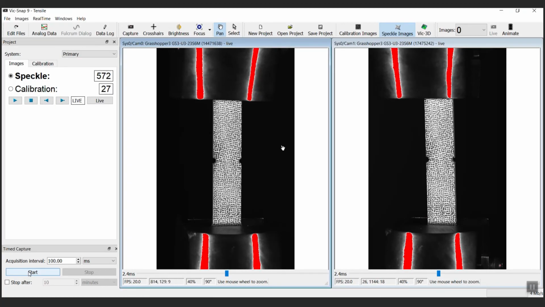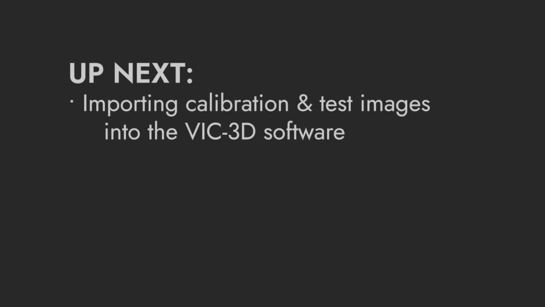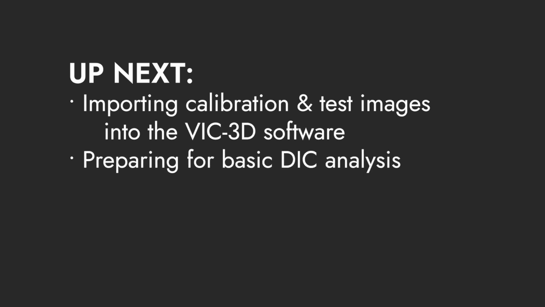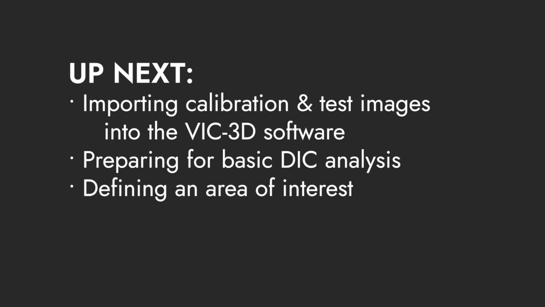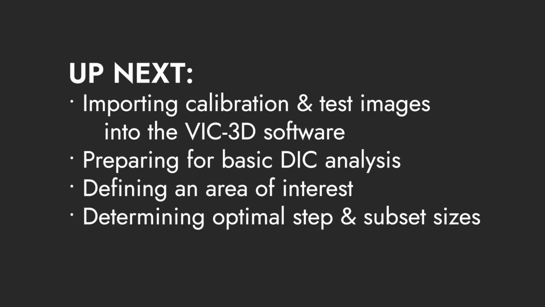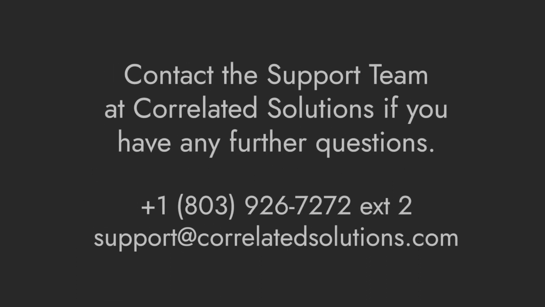Now, after a successful test and acquisition of images, it is time to move into VIC-3D. In the next video, we'll cover importing the calibration and test images into the VIC-3D software and preparing for DIC analysis. We'll cover defining an area of interest, determining optimal step and subset size parameters, and a basic analysis. As with calibration, every setup is different, so unique challenges can emerge. Our US-based support team is ready to answer any questions or help guide you through the process. Just get in touch with us if you're having any problems.